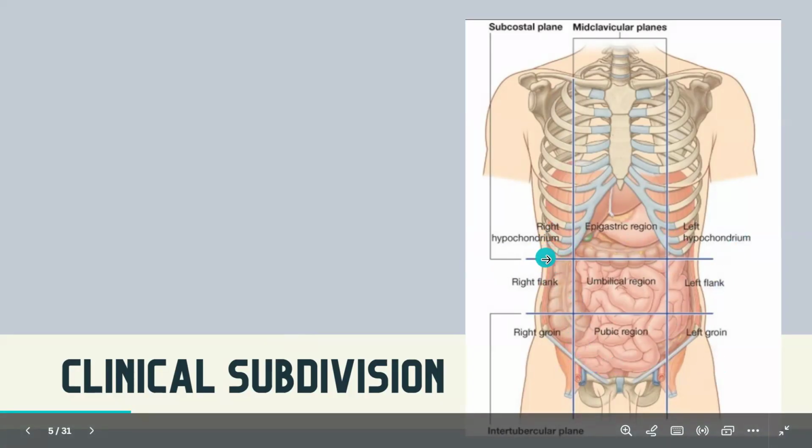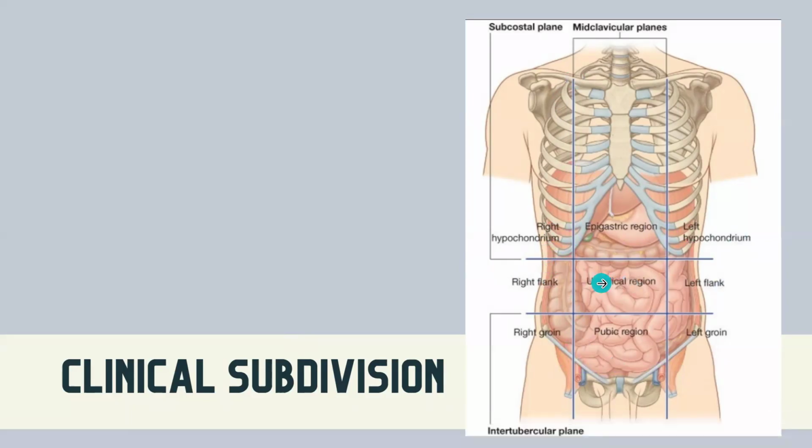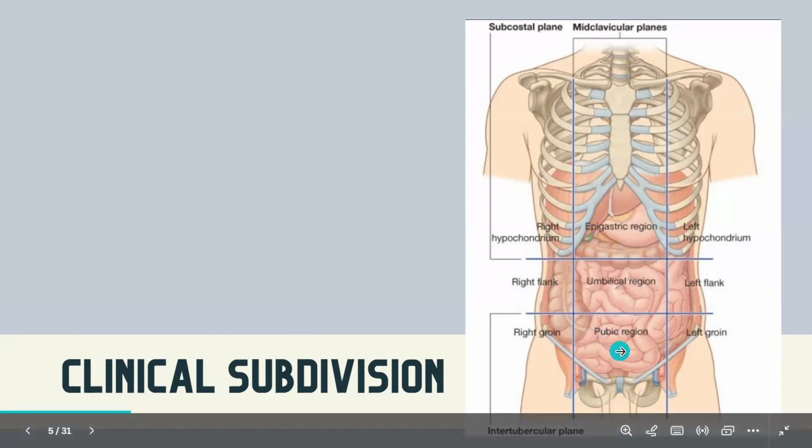nine regions inside the abdomen. We can describe them as well. In the middle, this is the umbilical region. Above it is the epigastric region, and below it the hypogastric region, which we sometimes call the pubic region because it is related to the symphysis pubis.